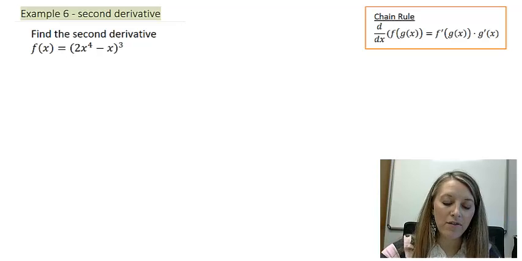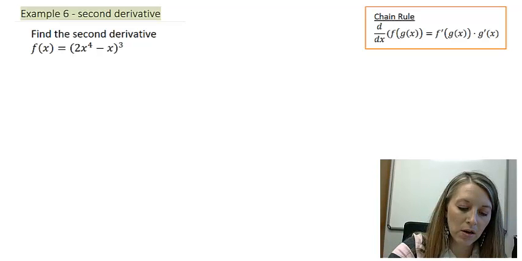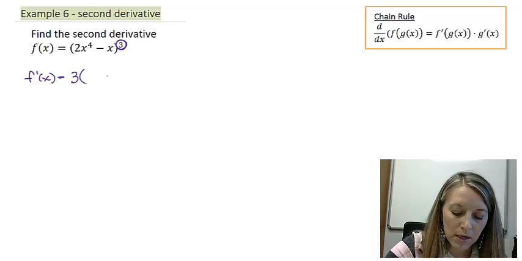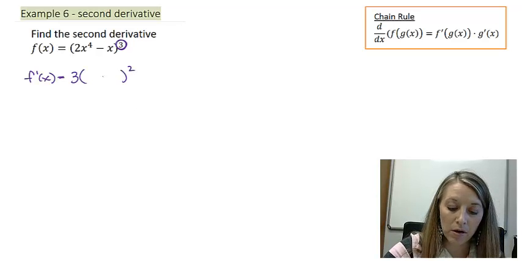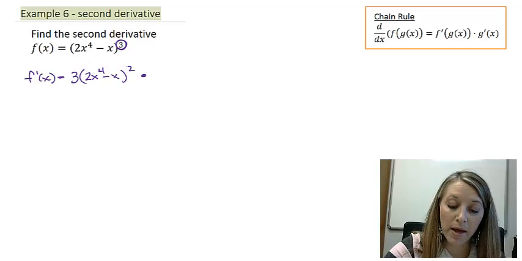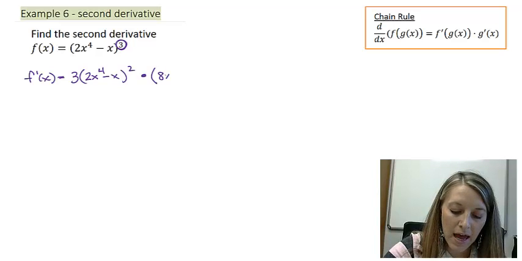Okay, so I have an inside-outside, so I know that I just need to use my chain rule to take my first derivative, f prime of x. My outside function is something to the third power, so that gives me 3 times my something to the second power, where my inside stays the same, 2x to the fourth minus x, and then I multiply that times the derivative of my inside. So the derivative of that is 8x to the third minus 1.